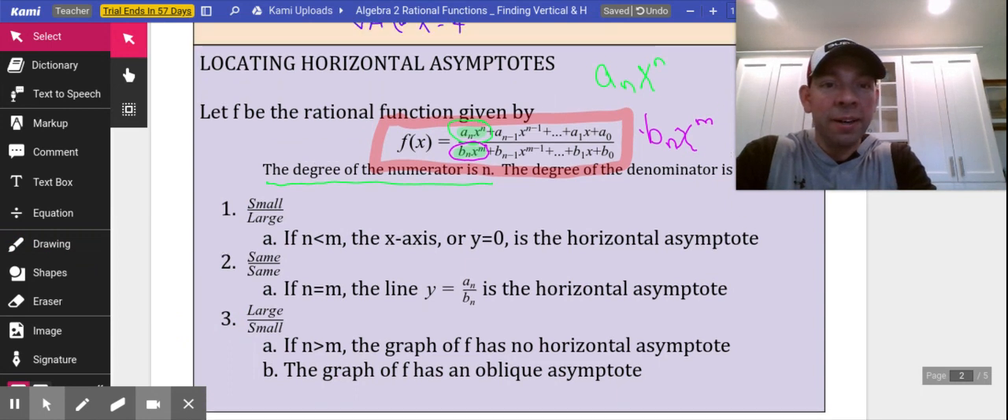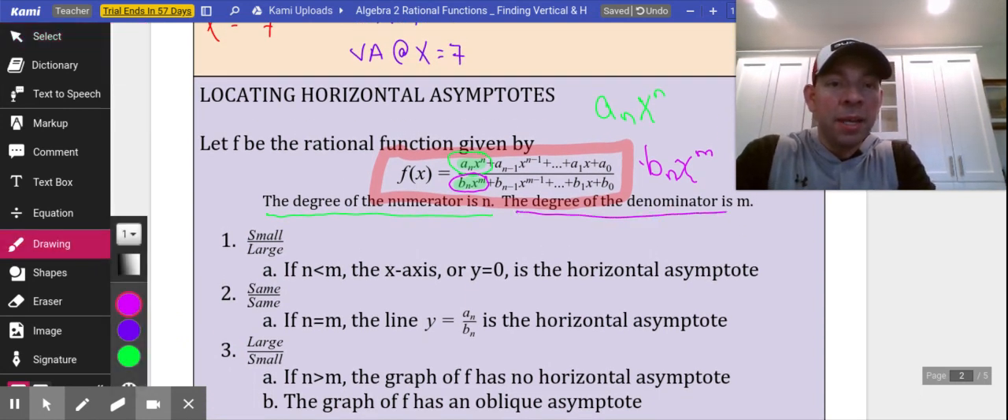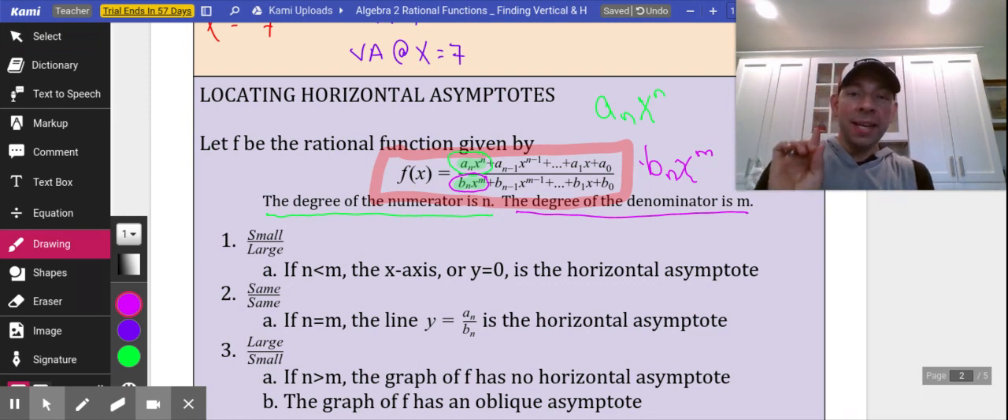Can't really see it here, I got to scroll down. Okay, so the degree of the denominator is m. So you want to identify, not necessarily always the first term, but the term with the biggest exponent in the numerator, and then identify the term with the biggest exponent in the denominator. They won't always have these polynomials in standard form. They're going to try to trick you and lure you into some bear traps, and we'll be ready for that.